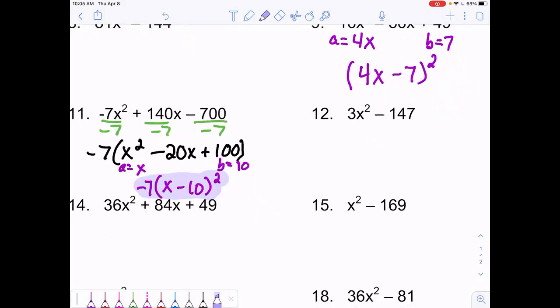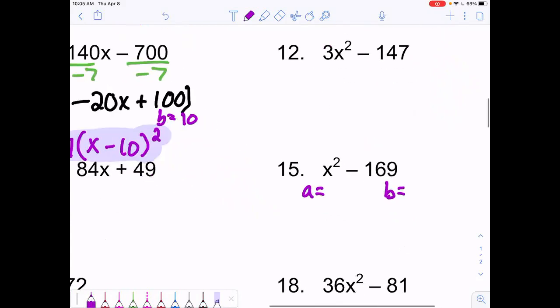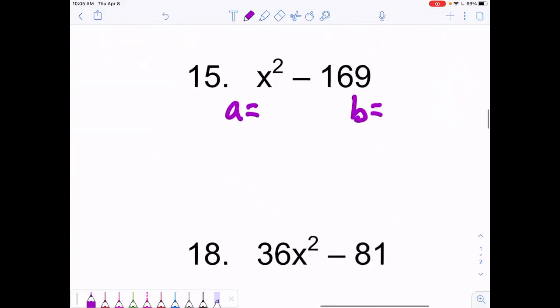Okay, let's look at number 15. Does it have a GCF? No. What's your A, what's your B? Well, just x. And then what's the square root of 169?